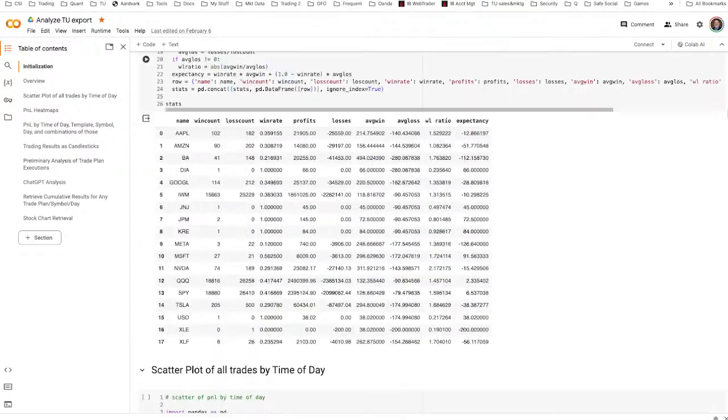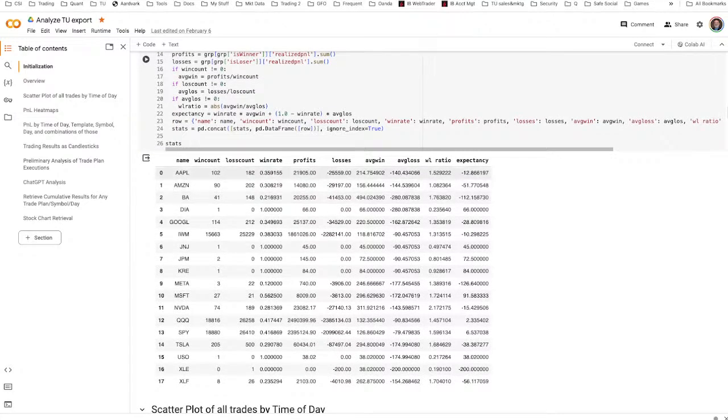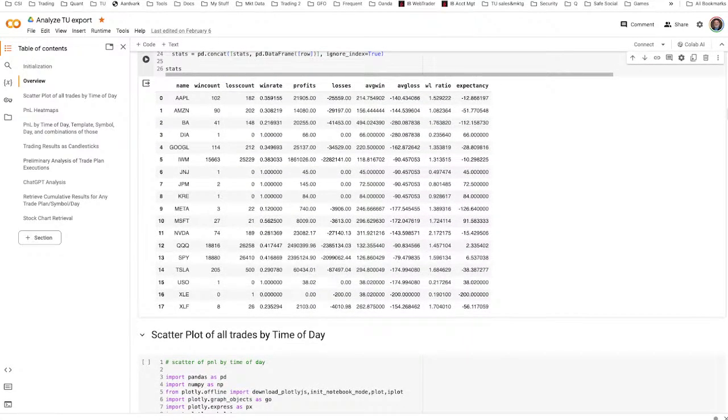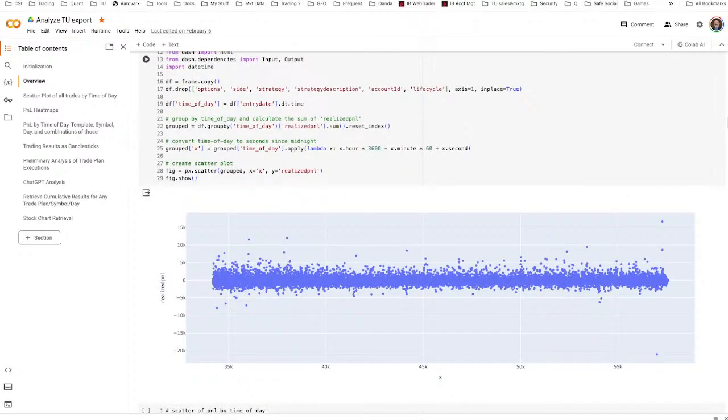And then we can slice and dice this data in various ways. So here we're looking at it not by trade plan but by symbol. I haven't loaded data, so I can't interact with it the same way. I'm just trying to give you a taste for this right now. I'm not trying to do a full demo of it.